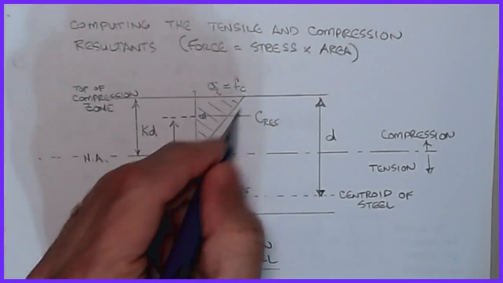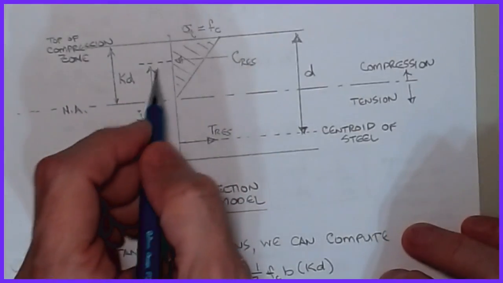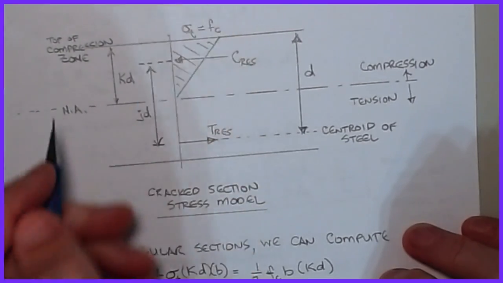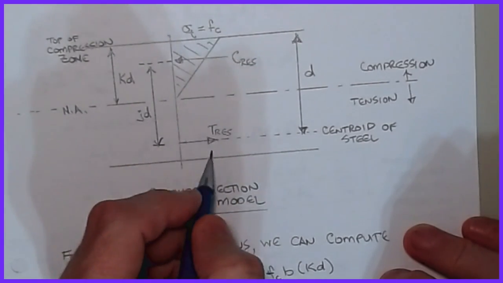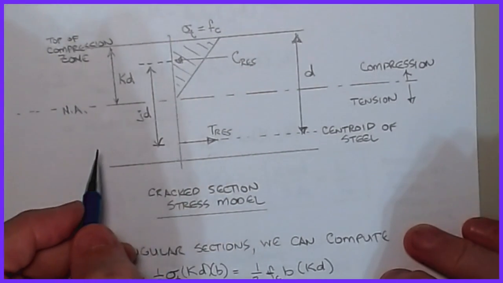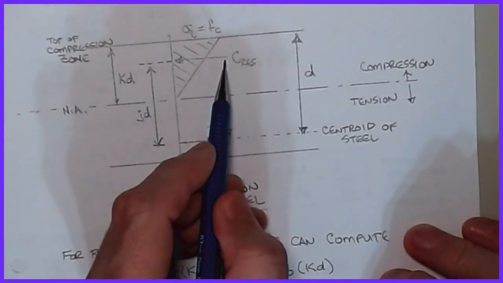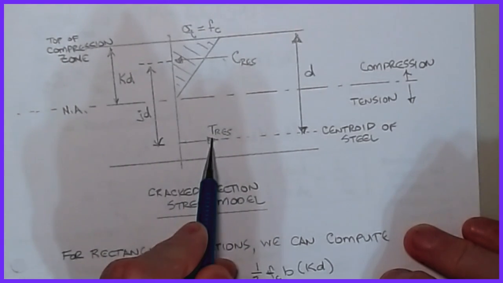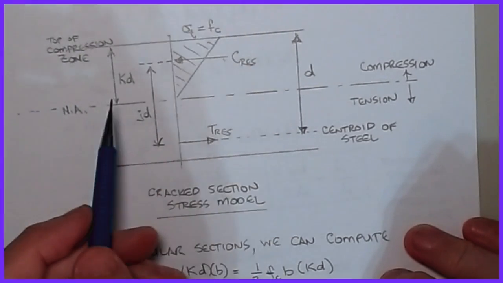Here was the compressive triangle that we showed on the last one, my C res, and it's located at some location. Then the T res is the force in the tensile zone. Again, we've neglected everything in tension in the concrete. So this is all the forces that are happening. Together, C res and T res will form a couple, and that will become the internal moment capacity of this.